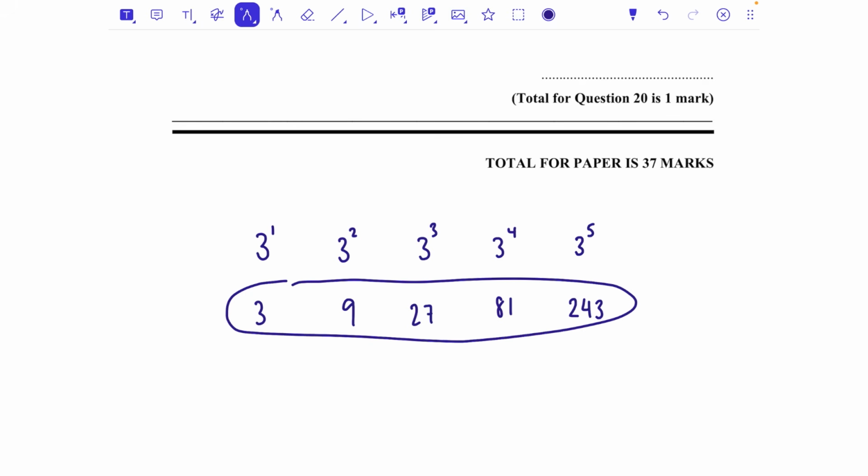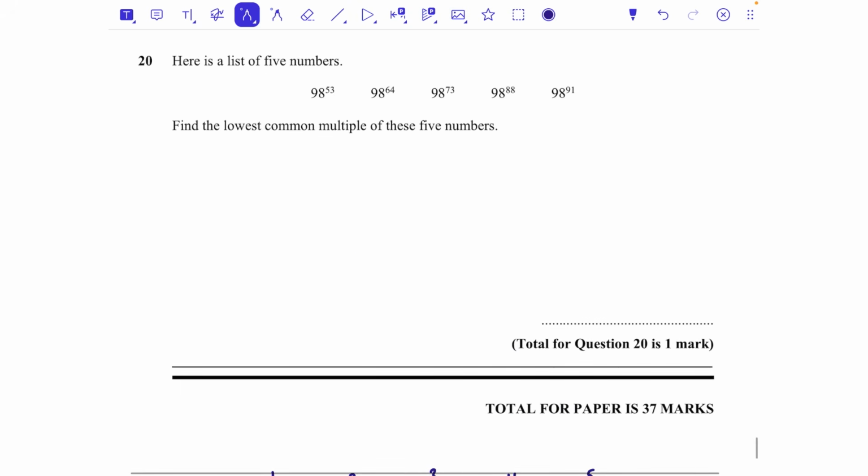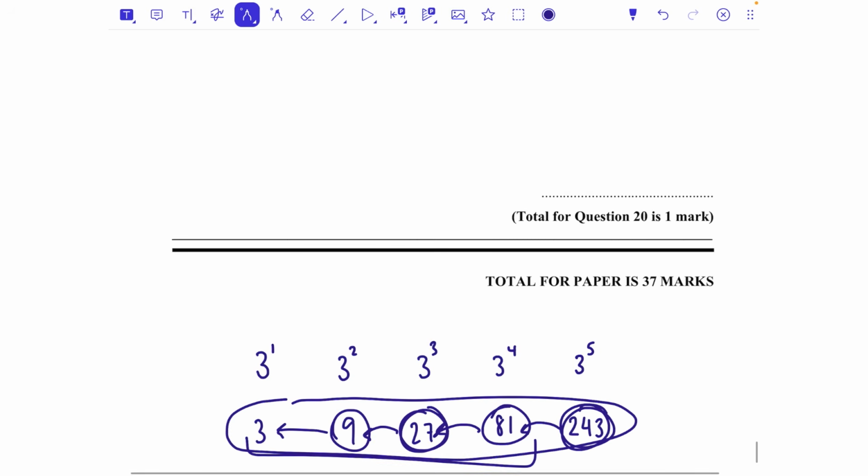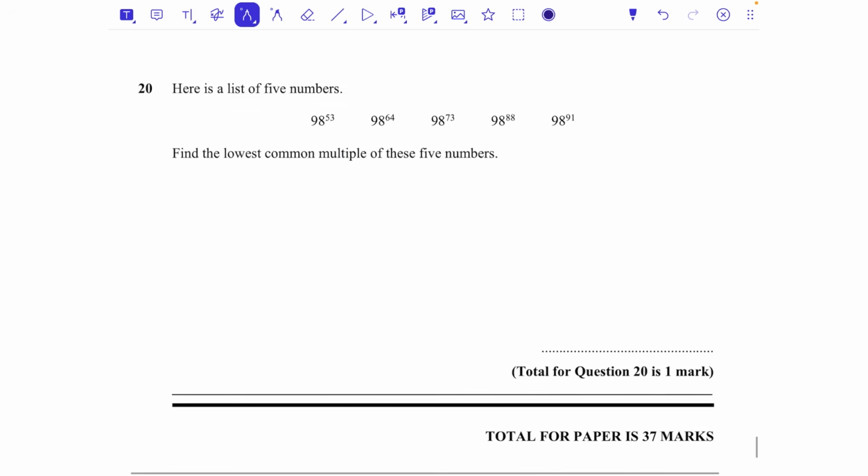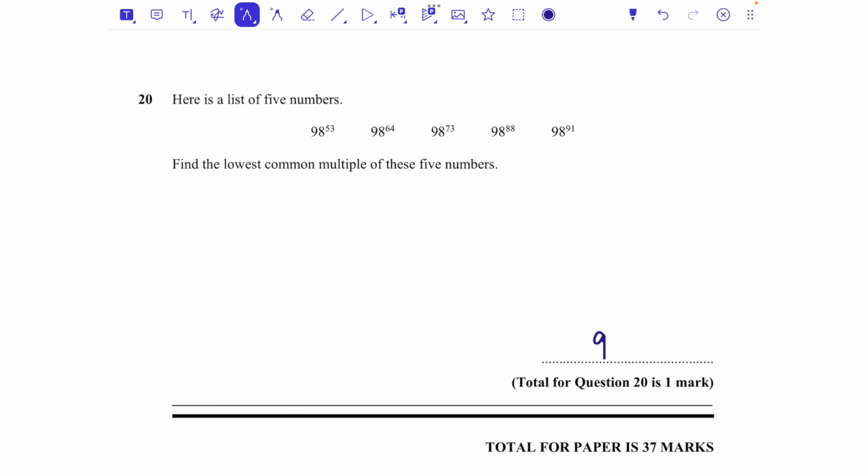Now, 9 is always going to be in the 3 times table, and 27 is always going to be in the 9 times table. 81 is always going to be in the 27 times table, and 243 is always going to be in the 81 times table. All of these numbers are factors of the bigger numbers because they all go into it an exact number of times. So all we need to do here is look for the one with the highest power, because all of the others are going to go in, and that would be the lowest common multiple of those 5 numbers, because that's going to be the first number that is in all of their times tables. So that's going to be 98 to the power of 91 as your answer for that last question.